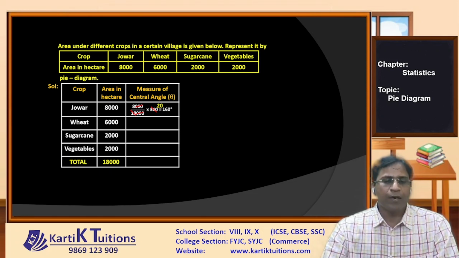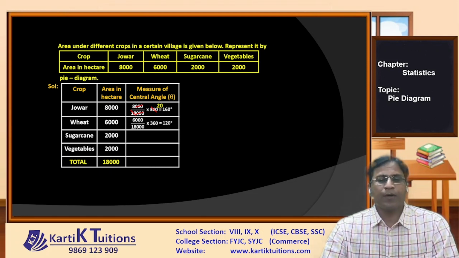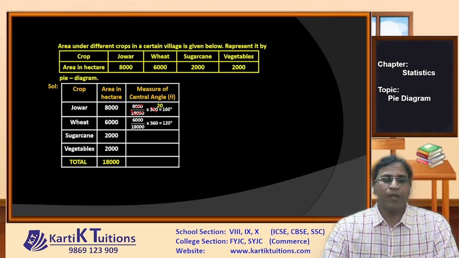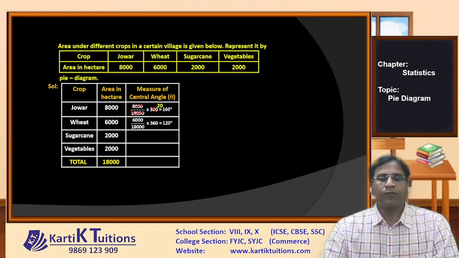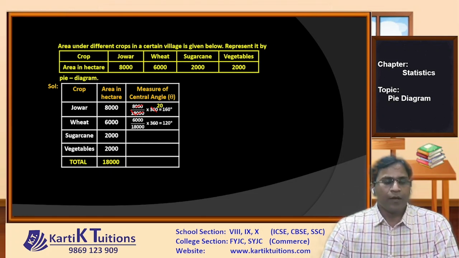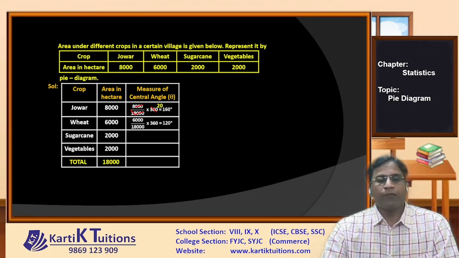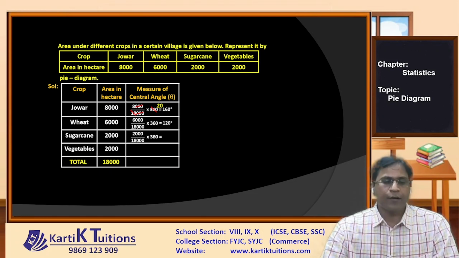Then in the same way, next will become 6,000 upon 18,000 into 360. Now when you simplify this, it becomes 120. How did this happen? Same, the 0s will get cancelled, 18 ones are 18, 18 twenties are 360, 20 into 6 will give us 120. Now same, here for 2,000, the theta will become 40 degrees. Sir, how do you know? See, 2,000 upon 18,000 into 360. So the 0s will get cancelled, 18 ones are 18, 18 twenties are 360, 20 into 2 becomes 40, so that will give us 40 degrees. Now, obviously, vegetables' area in hectare is the same, so basically the answer will be 40 degree.